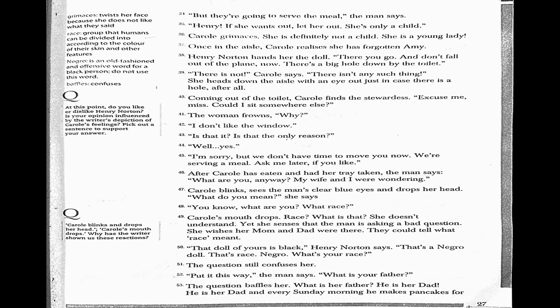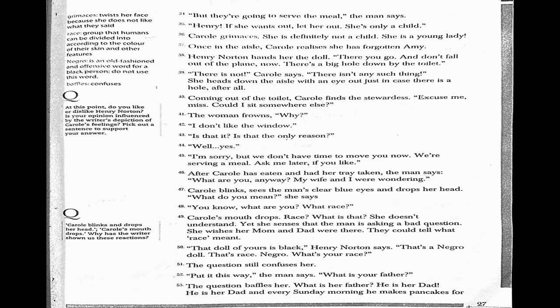"What do you mean?" she says. Now she asks the man that what do you mean? कि आपके कहने का मतलब क्या है? "You know what are you? What race?" Now the man again asks her that you know कि क्या तुम जानती हो? What are you? तुम क्या हो? What race means from which race you belong. Race means group of humans that can be divided according to the color of their skin and other features. Means the man wants to know her identity on the basis of her color.